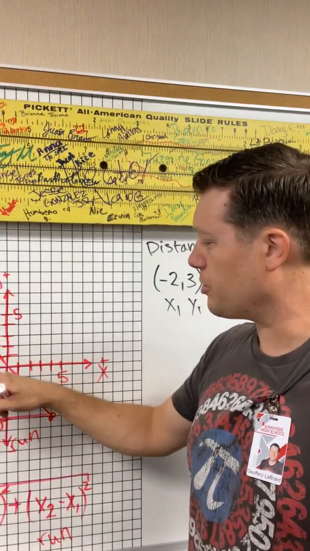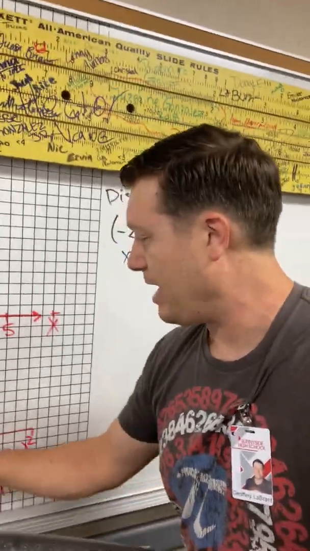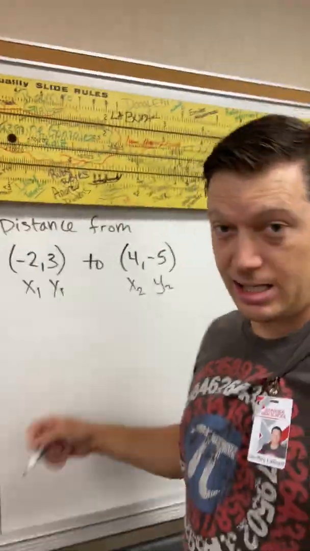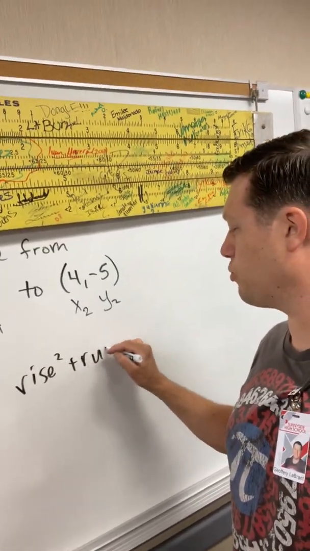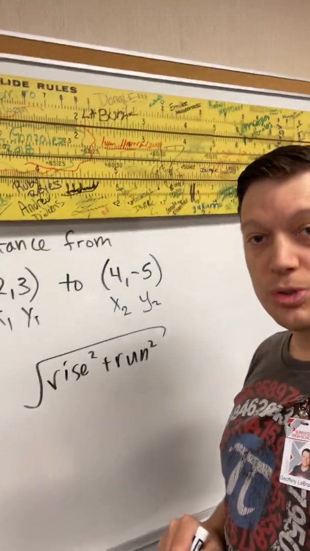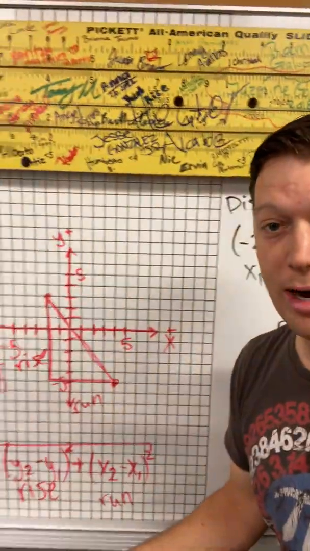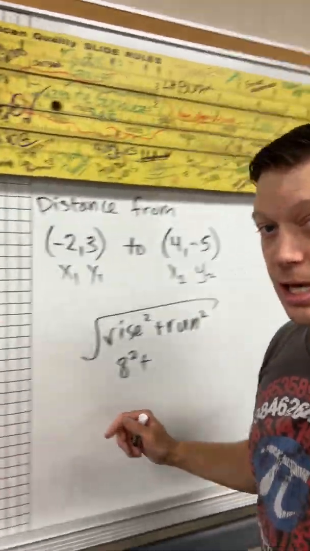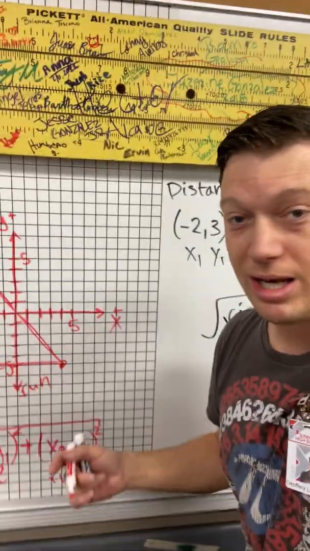Spaces, 1, 2, 3, 4, 5, 6, 7, 8. I get a rise of 8. And so my formula would say that has to be 8 squared. So it's technically rise squared plus run squared, and then we'll square root. So my rise is 8, and I'm gonna square it. Going back to the graph, I have 1, 2, 3, 4, 5, 6 spaces. So in this problem, I'm gonna say my run is 6. That's what my run is on the graph.